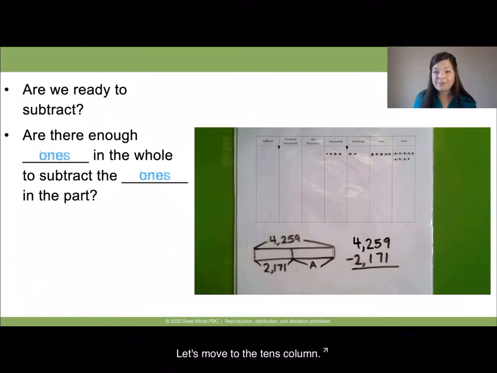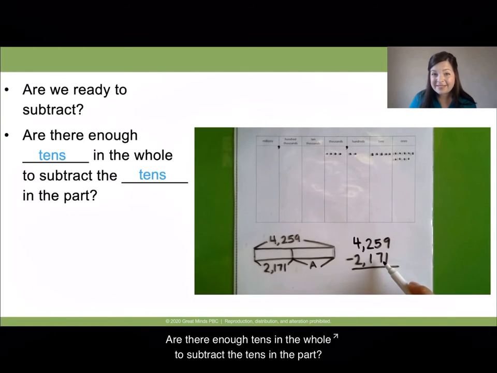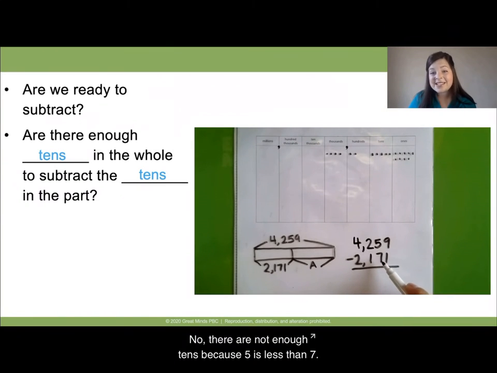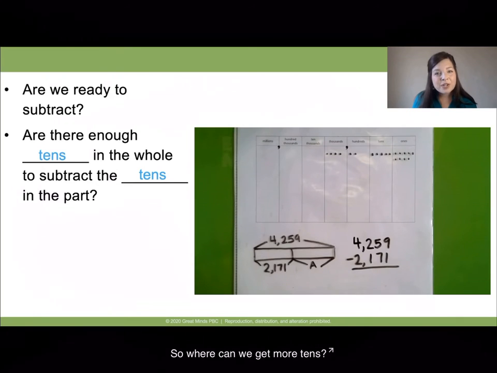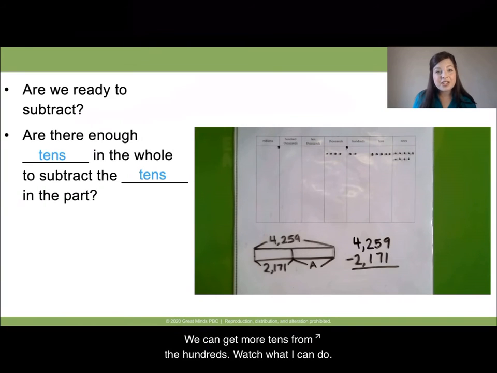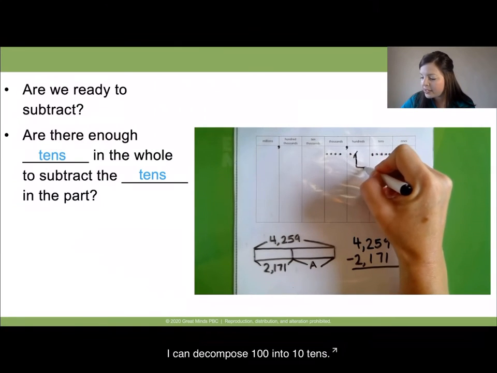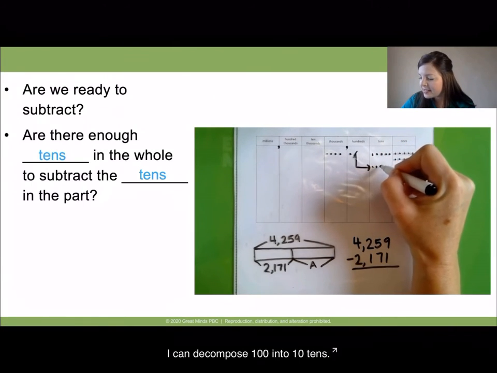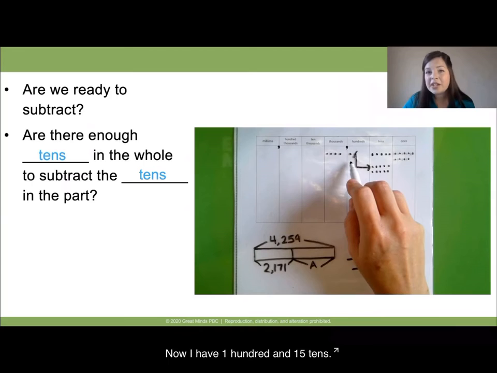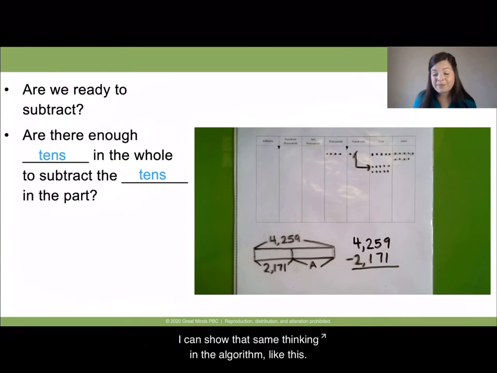Let's move to the tens column. Are there enough tens in the whole to subtract the tens in the part? No, there are not enough tens because 5 is less than 7. So where can we get more tens? We can get more tens from the hundreds. Watch what I can do. I can decompose 1 hundred into 10 tens. Now I have 15 tens. I can show that same thinking in the algorithm, like this.